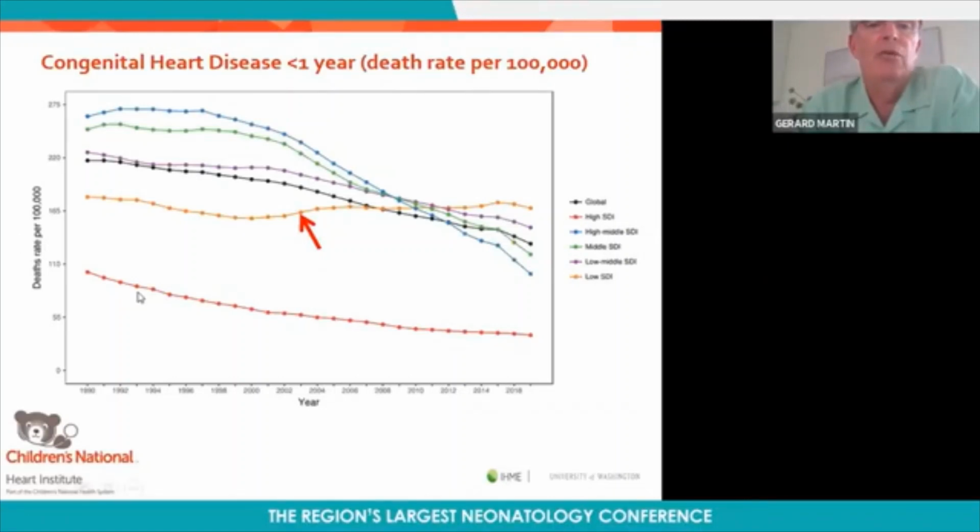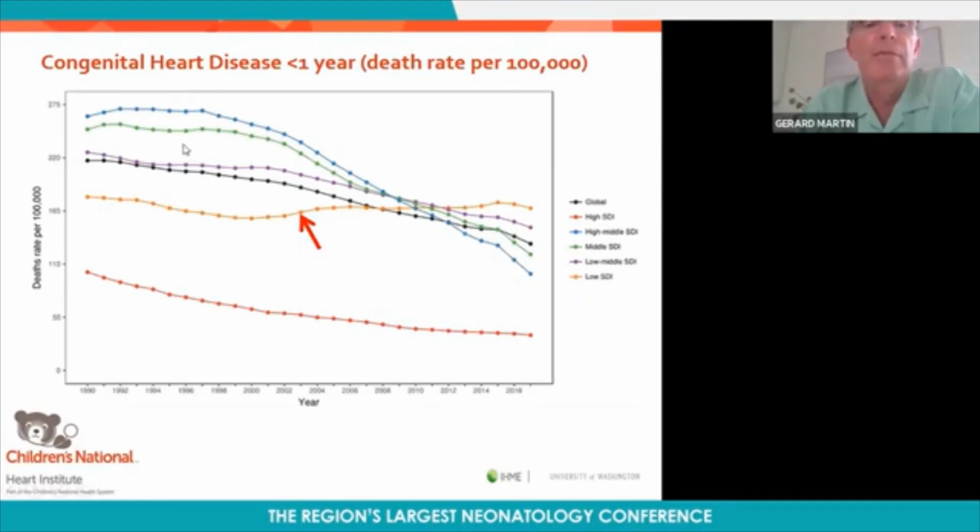This slide here shows the death rate per 100,000 in a population for congenital heart disease under a year of age. Here in the red are the high SDI countries, high socioeconomic countries. The high countries in 1990 had already achieved a low mortality. And over the last 26 years, that mortality has continued to improve. Here in the orange are the low socioeconomic countries. They have a high baseline mortality in 1990. And look, over this time period of 26 years, there has been no improvement.